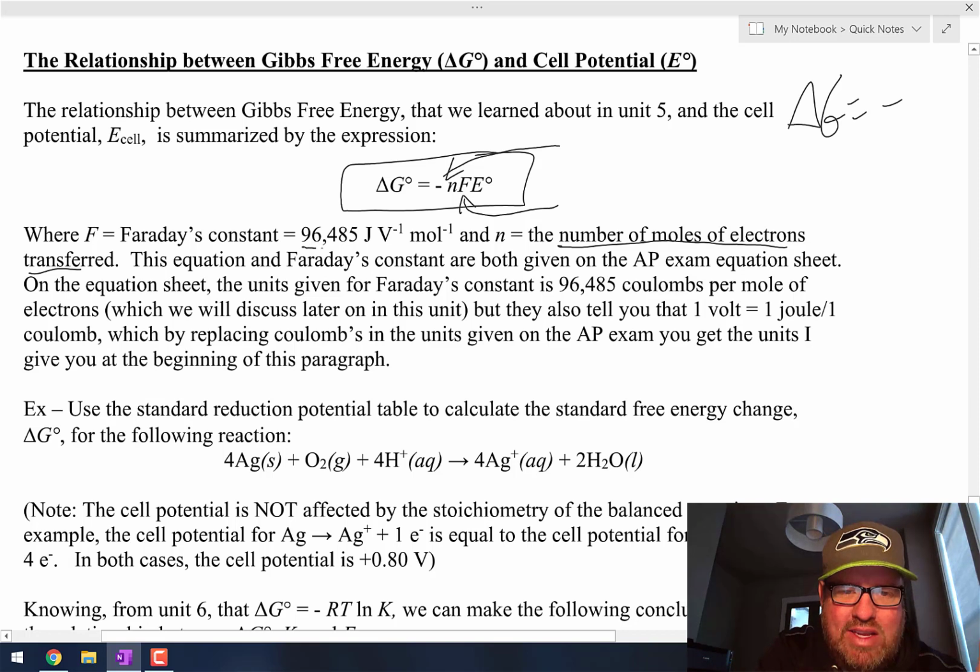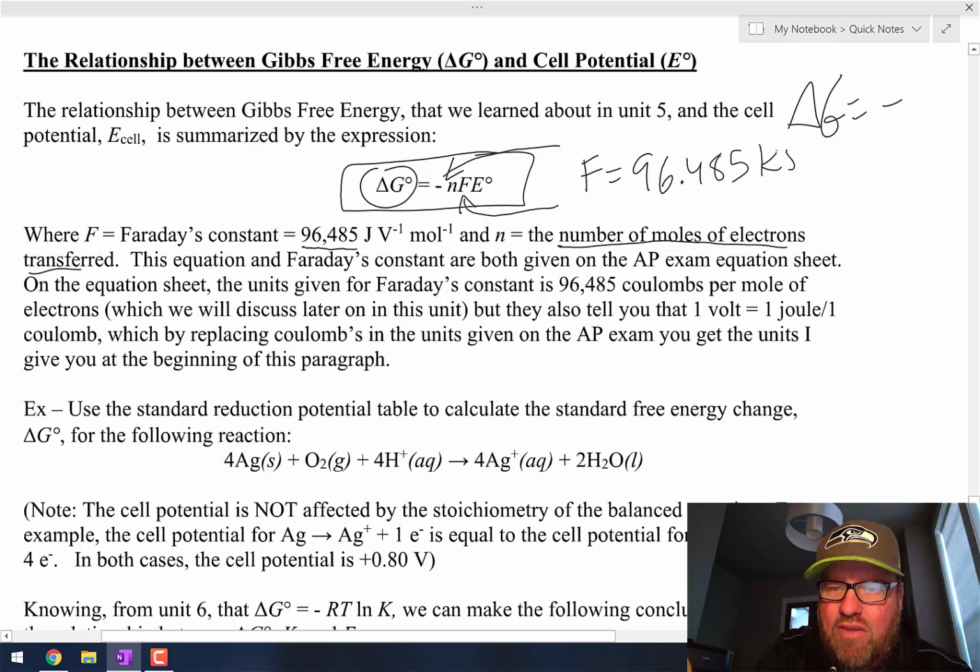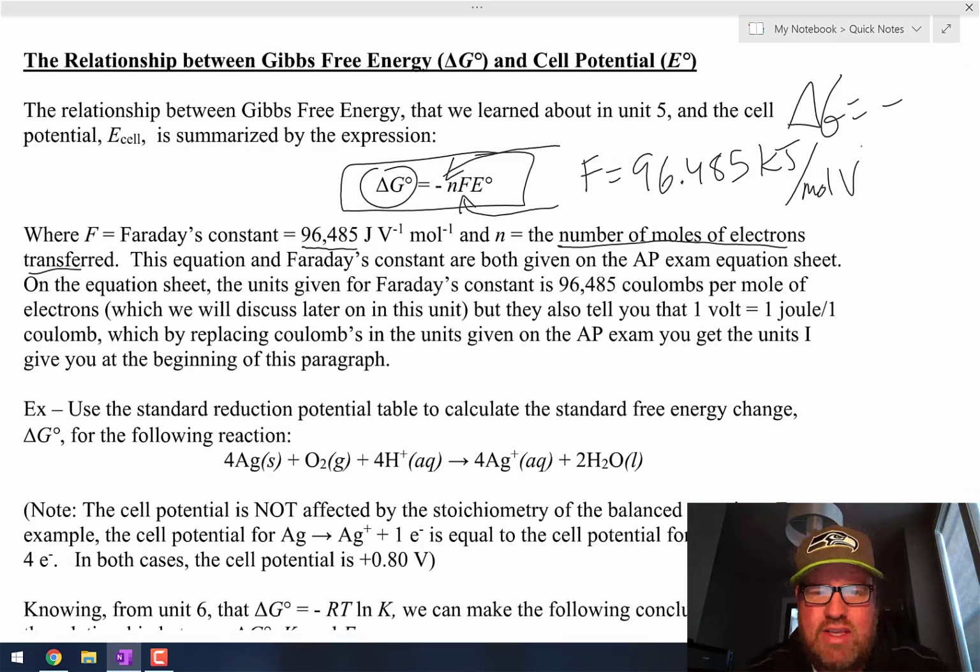It is 96,485. That is on the equation sheet if you need that. And that is measured in joules over volts and over moles. Now, delta G is typically measured in kilojoules, so usually when you use F, you're going to use it as 96.485, and then it's kilojoules over volts moles. So again, that equation, delta G equals negative nFE, is given on the equation sheet, so is Faraday's constant.